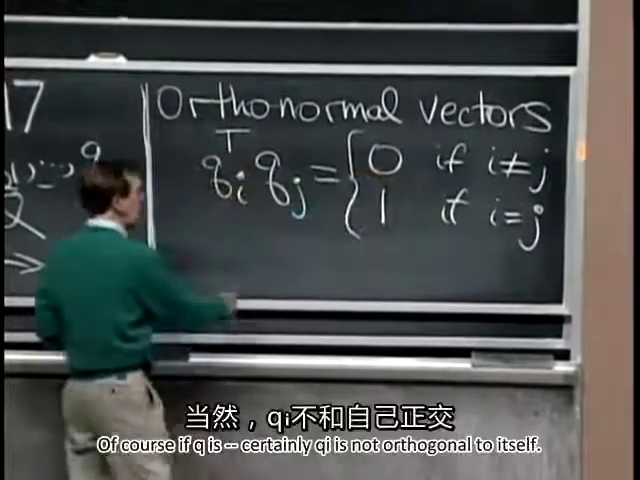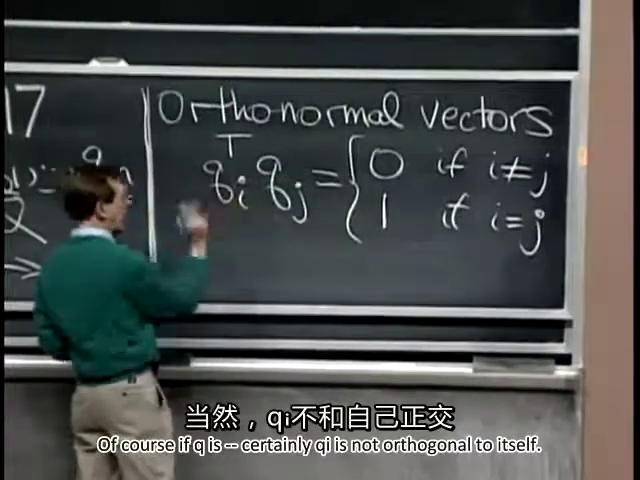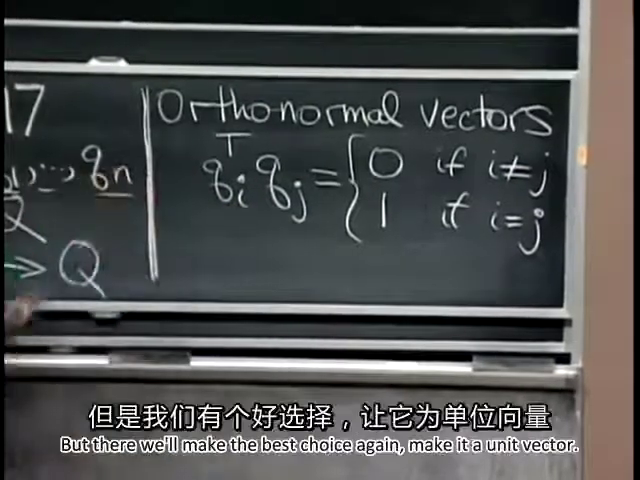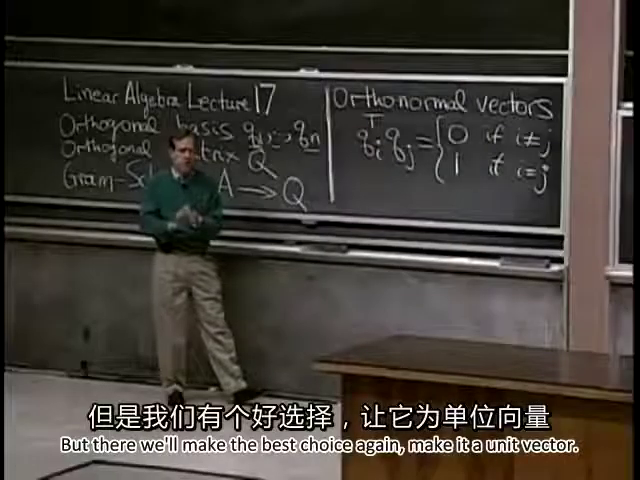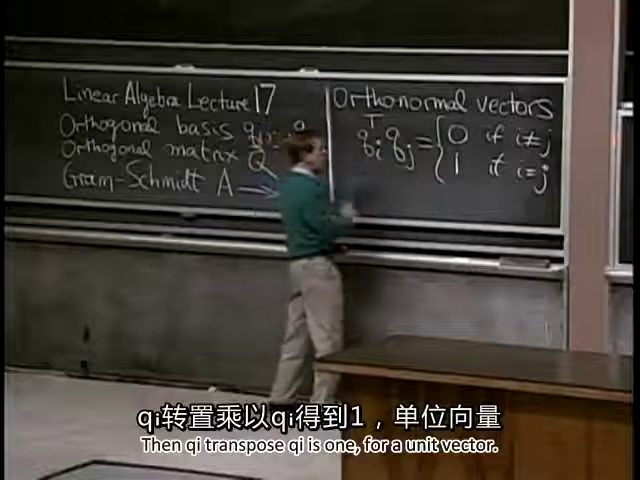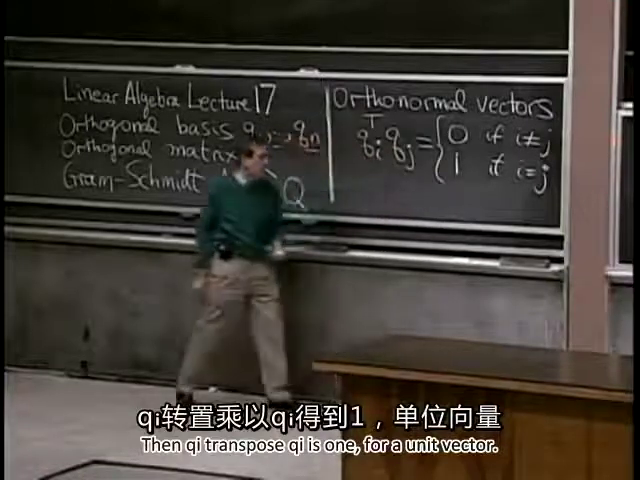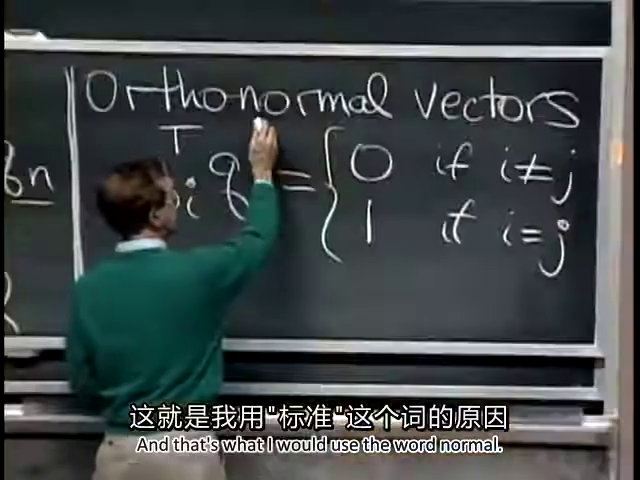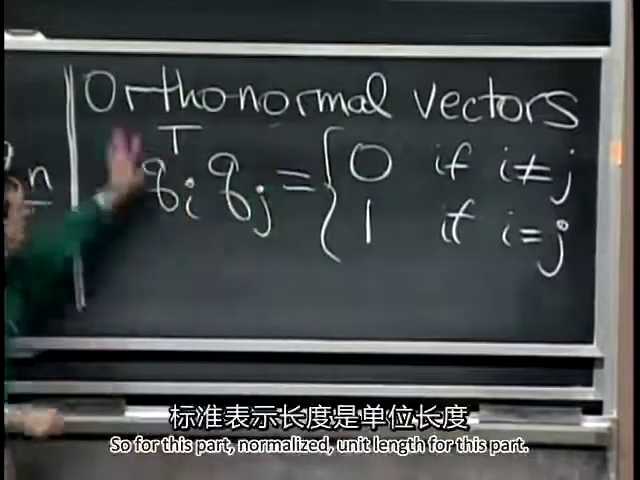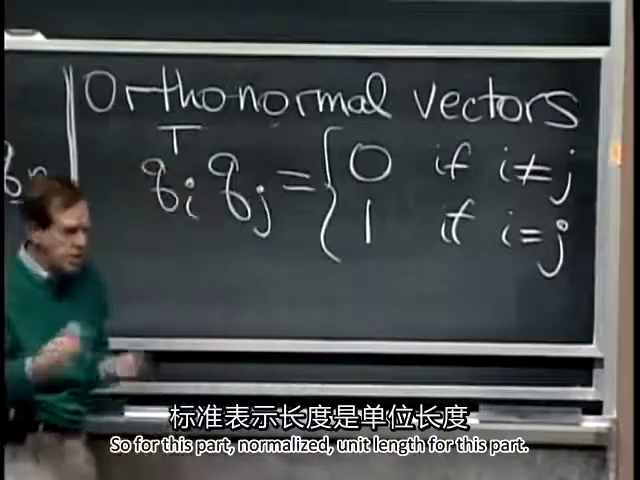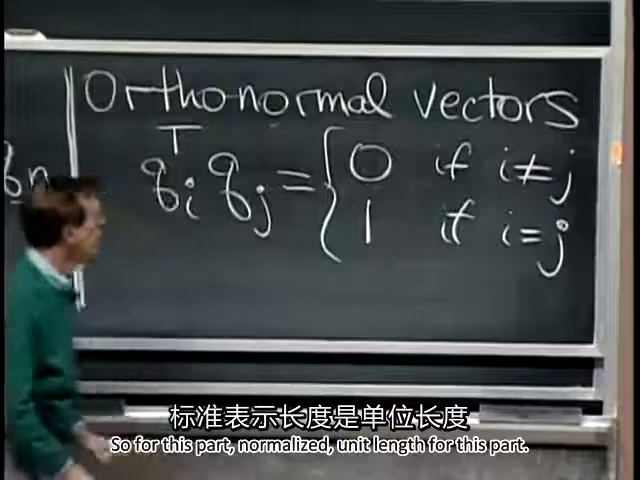Of course, certainly Qi is not orthogonal to itself, but there we'll make the best choice again, make it a unit vector. Then Qi transpose Qi is 1 for a unit vector. The length squared is 1. And that's where I would use the word normal. So ortho for this part, normal, normalized, unit length for this part.